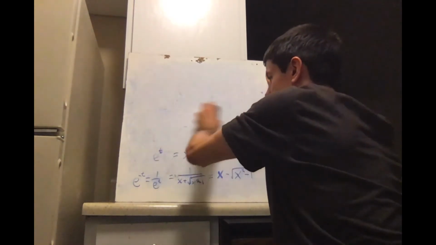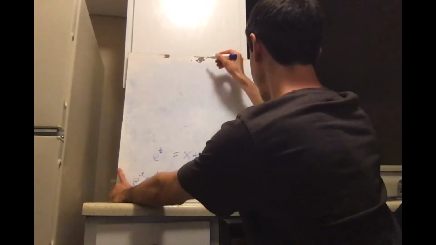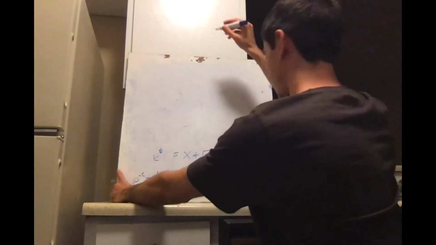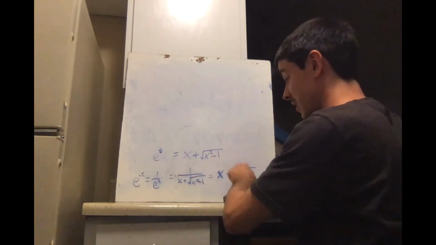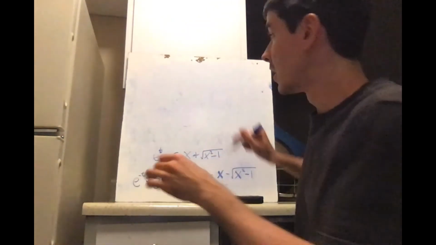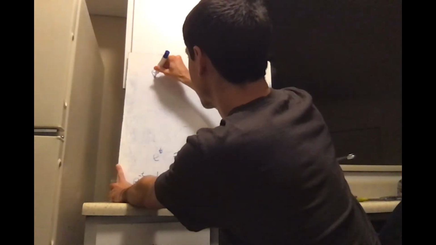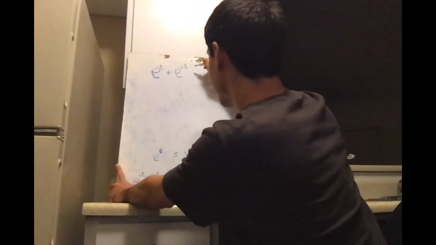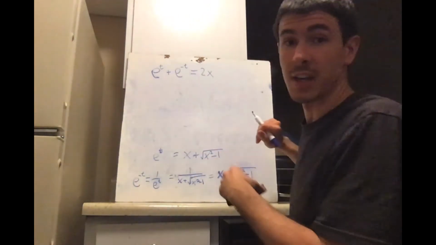If we add these two equations together, we'll get 2x, because these two terms will cancel, and these two terms will compound with each other. So we have e to the t plus e to the minus t equals 2x. Of course, you can already guess what we might do.